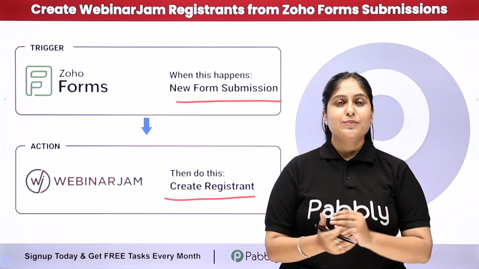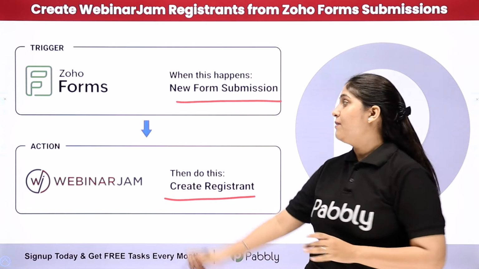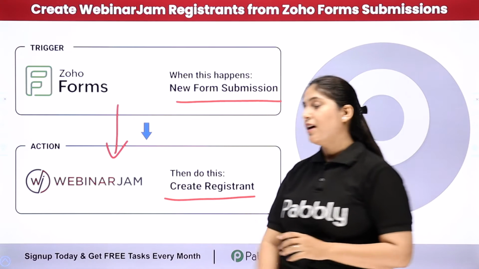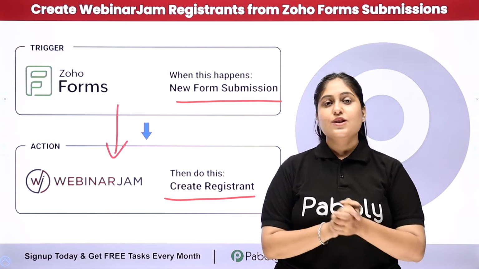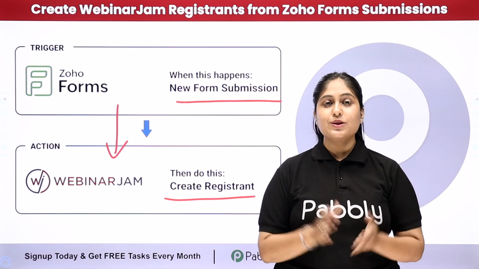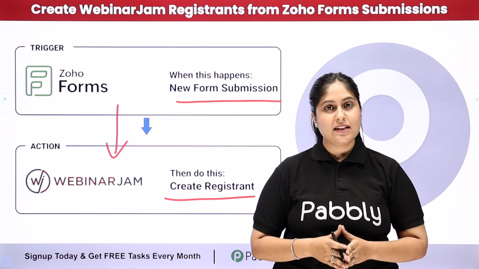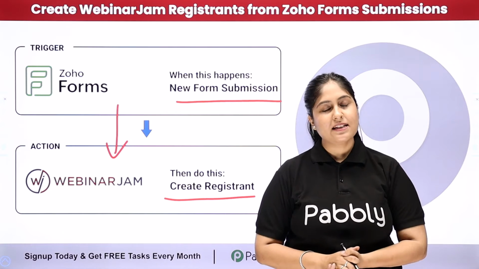Now, to automate the entire process, I need to connect my Zoho Forms with my WebinarJam account using an automation software named Pabbly Connect. To see the working of this automation and to learn this process step by step, let me take you all to my screen.